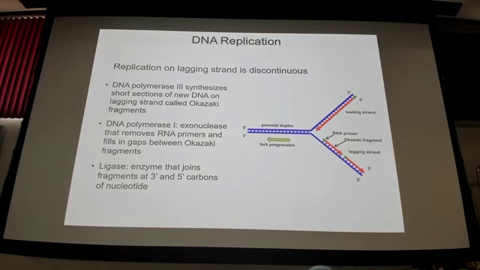Then we have another type of polymerase that has to come in called DNA polymerase 1. And what that does is two things. First thing it does is kick off the RNA primers. It gets rid of those, so you remove the RNA primers. And then it has to fill in the gaps with actual DNA nucleotides, and however big that gap is, needs to be filled in by DNA polymerase 1.